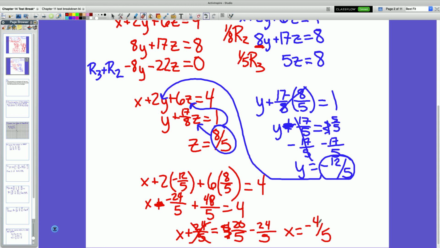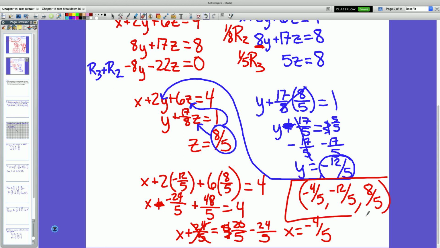So writing my answer, and again, you could have gone to decimals and that's fine too. I would have negative 4 fifths, comma, negative 12 fifths, comma, 8 fifths. And that would be my ordered triple, or triplet. All right. Hopefully that all made sense. I know it's kind of a lot going on, especially with the fractions. Tomorrow on your test, number 2 does give you all whole numbers, so that's good to know.